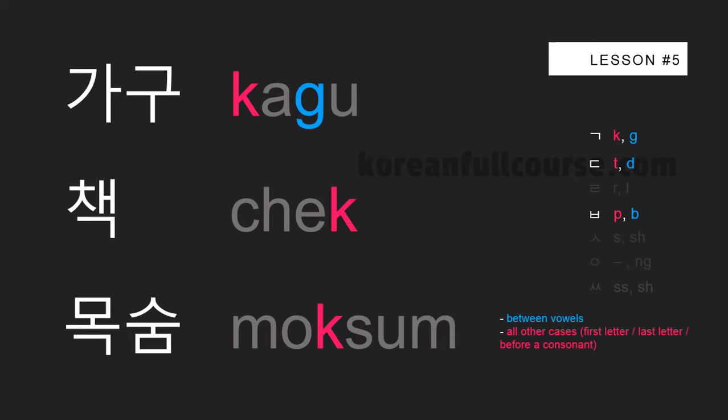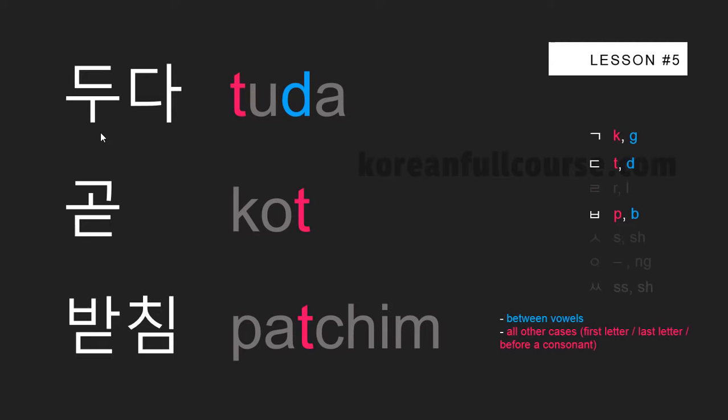The next letter is tigut. This word is tuda, which means to put something. It's also used as an auxiliary verb in some grammatical constructions to add a particular meaning to a main verb. So we read the first tigut as t, since it's the first letter in this word, and second tigut as d, because it's placed between vowels u and a. Here, tigut is the last letter, and here it's placed before a consonant. That's why we read them as t. Kot, patchim.